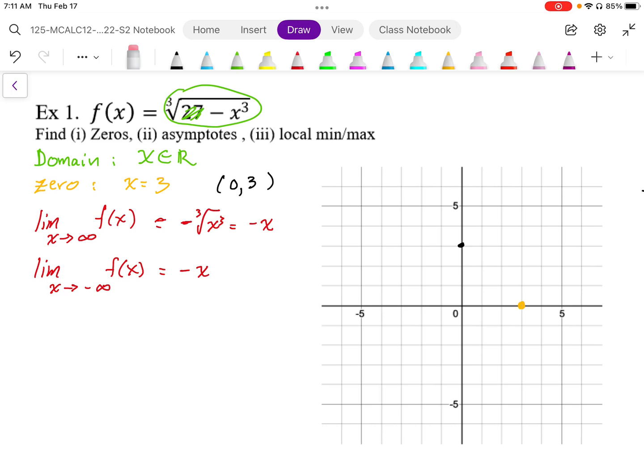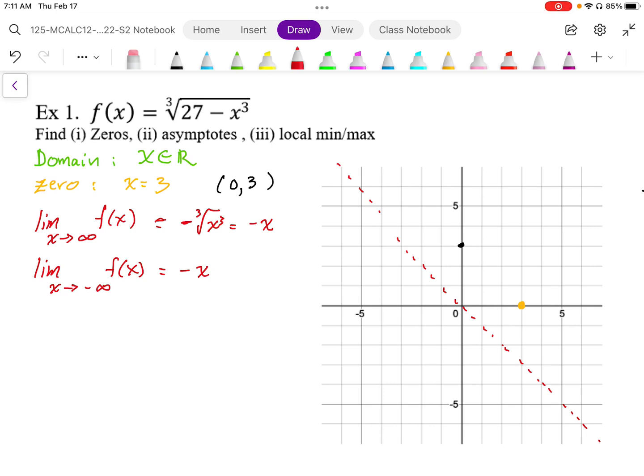This is not what's happening locally, but what's happening as we get to extreme values. This graph is going to behave like the y equals negative x function. So it's going to be the diagonal line with negative slope of 1. This endpoint behavior doesn't tell us what's happening locally, but as we go off to infinity, this graph is going to behave like this diagonal line. So we're going to end up with an asymptote along that diagonal line.